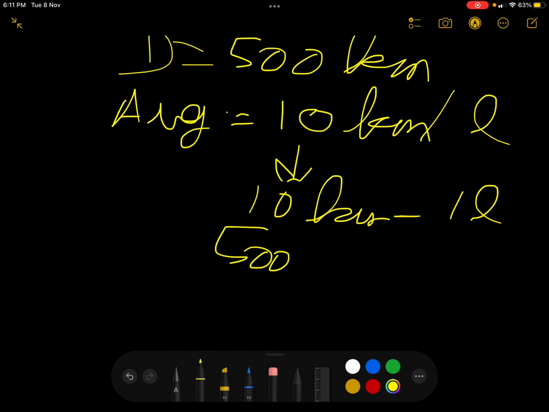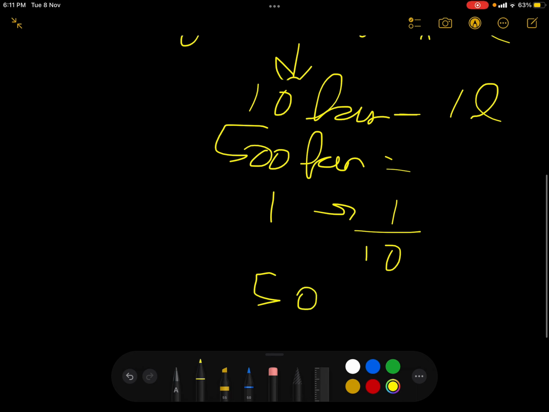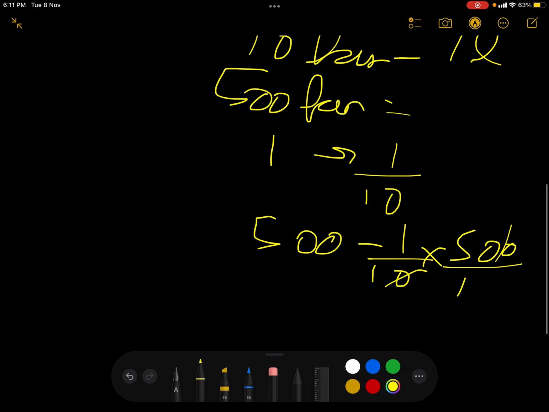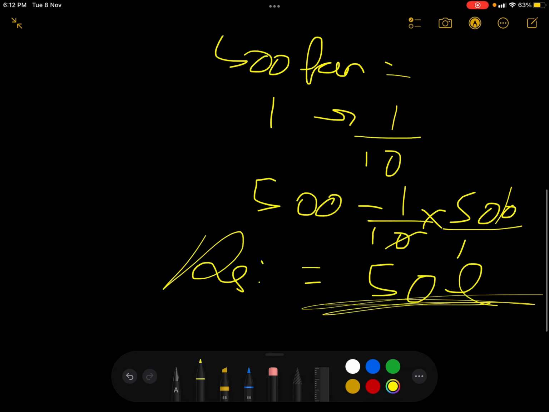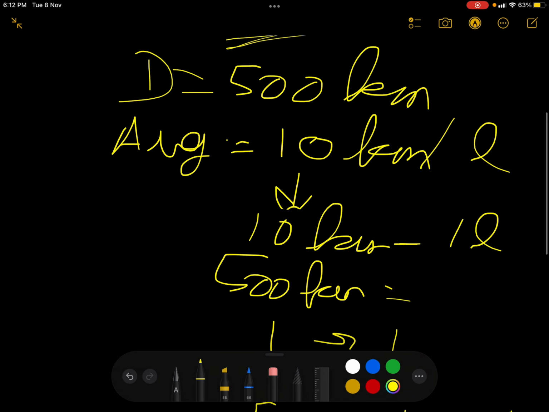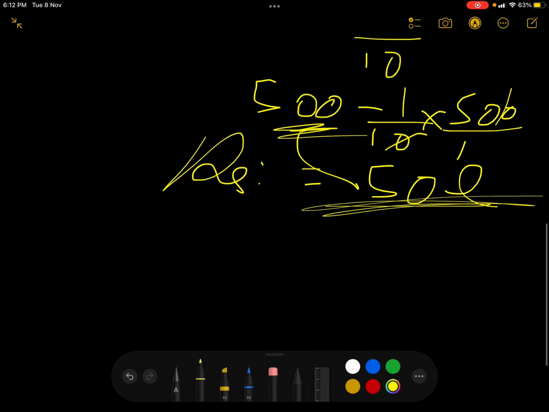So, while traveling 500 kilometers, by the unitary method, we can calculate how much fuel it will use up. For 1 kilometer, it will be 1 by 10, and for 500, it will be 1 by 10 into 500. So, basically, 50 liters of fuel, petrol, diesel, whatever, will be required. Now, as you saw, when the car was traveling 10 kilometers, it was using 1 liter, and now when it is traveling 500 kilometers, it is taking 50 liters.